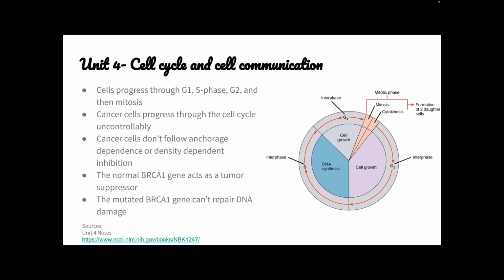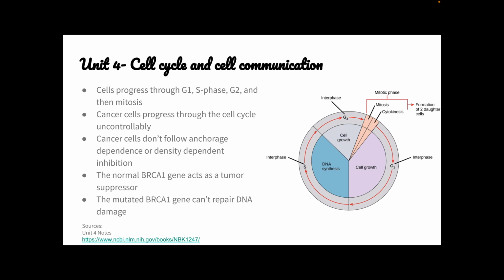Next, I'm going to talk about Unit 4, which is the cell cycle and cell communication. Cells progress through G1, S phase, G2, and mitosis during the cell cycle. G1 is when cells are growing. They have just gotten out of mitosis. They're growing and getting bigger. In S phase, all their DNA is replicated, so they're preparing for mitosis. They have that replicated DNA for when they're going to divide.